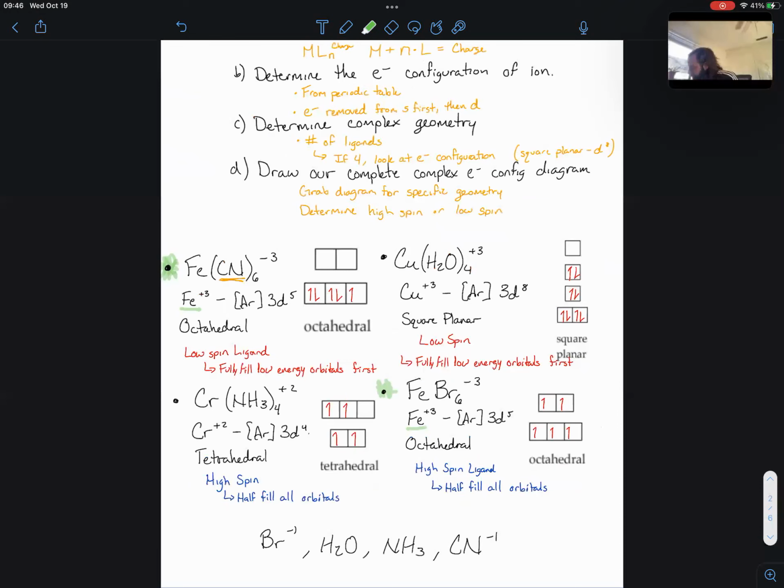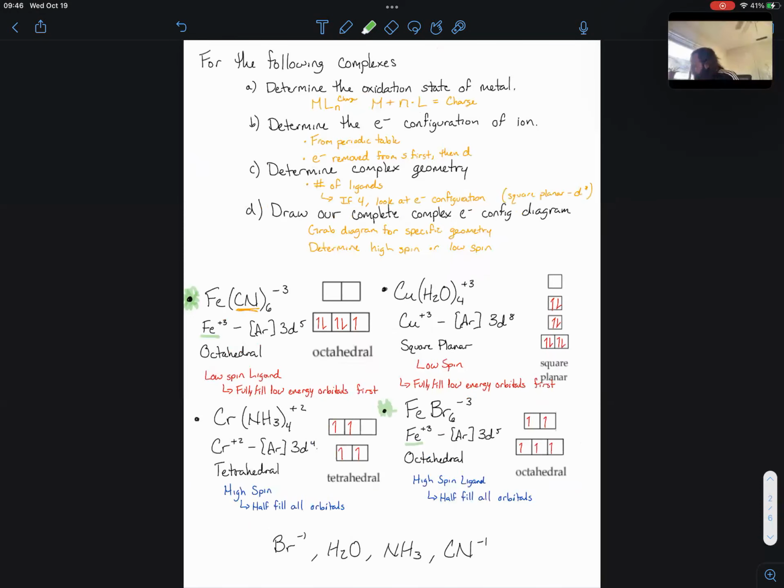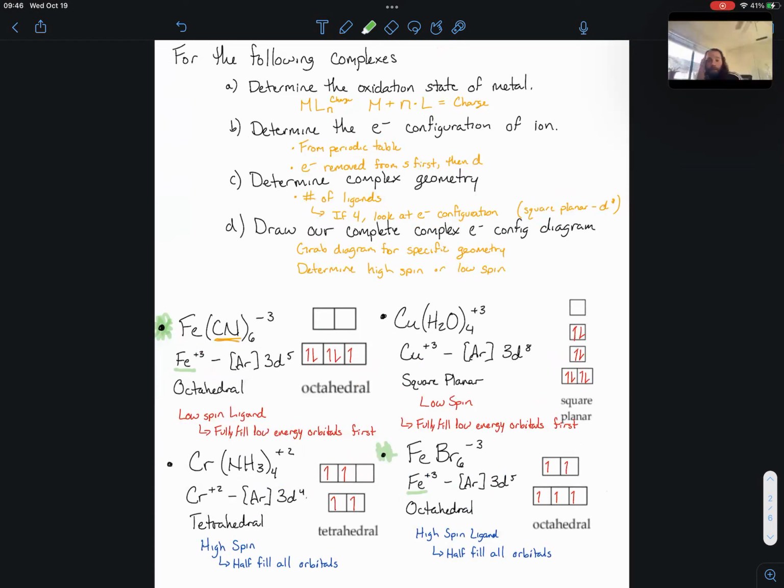All right, so these are how we determine the magnetic properties of these transition metal complexes, and these are the 4 possibilities that we have here. Again, you need to go through this process. You've got to know the oxidation state on the metal, because that'll help you figure out your electron configuration, and you need that electron configuration in order to determine how many electrons you actually have. Then once you determine the geometry of your complex, you're going to take those electrons and use them to fill in those diagrams that we have on our constants page, considering whether you should be filling them in a low spin manner or a high spin manner.